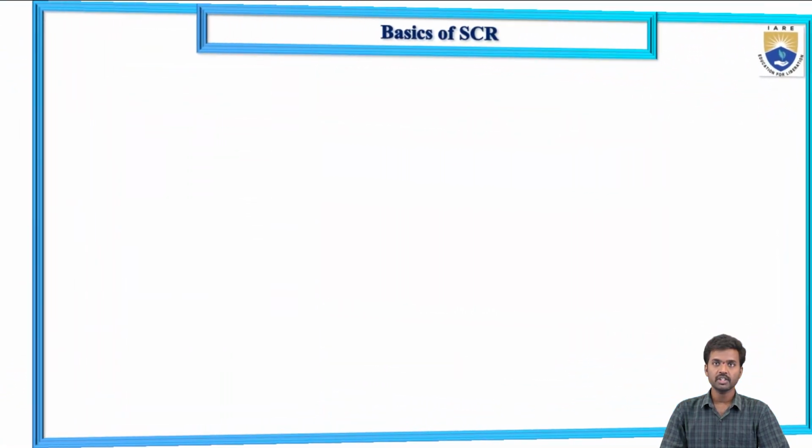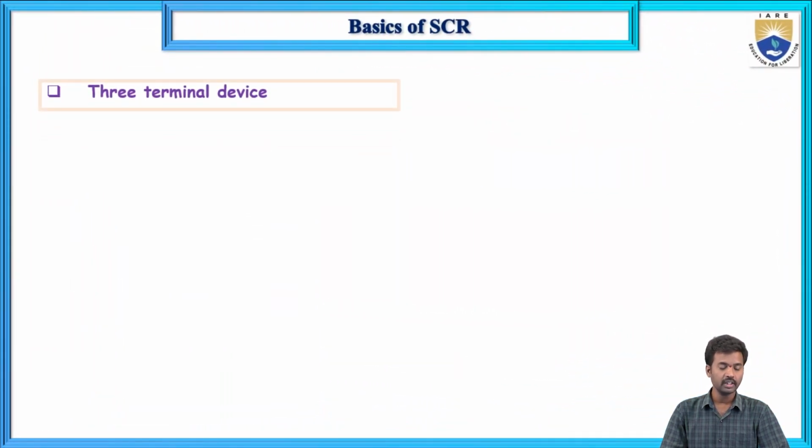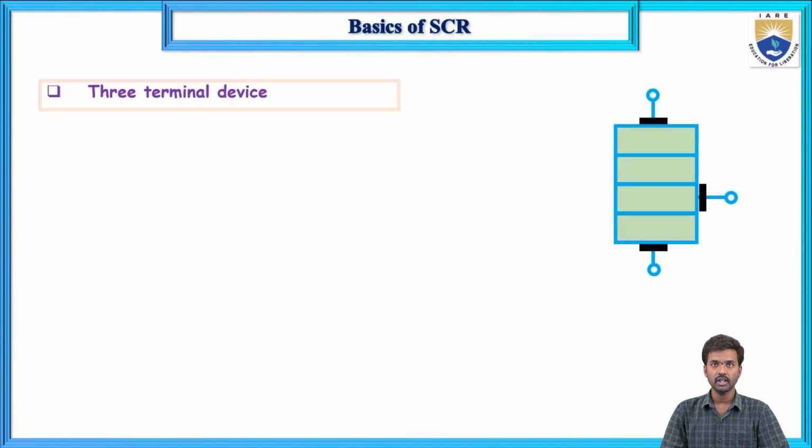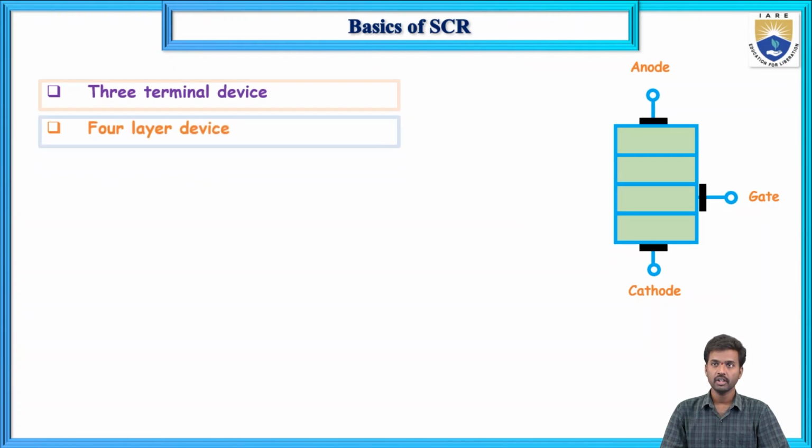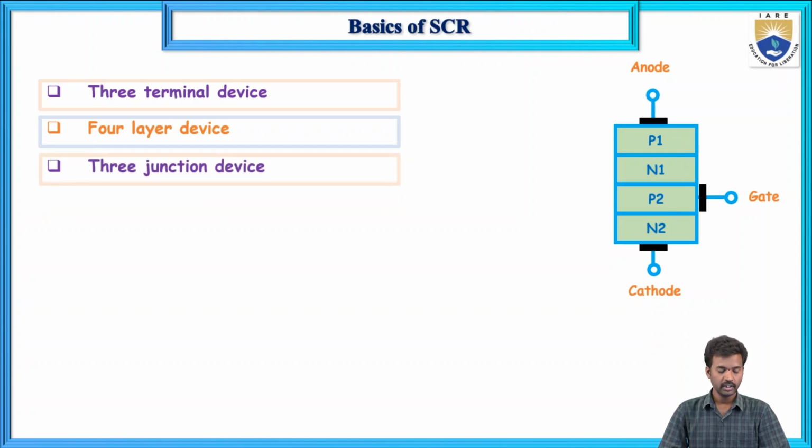First, I will explain the basics of SCR. So here it is a three terminal device. Here the terminals are anode, cathode, and gate. Anode is represented with A, cathode is represented with K, and gate is represented with G. And next, it is a four layer device. Here P1, N1, P2 and N2. Four layers of alternate P and N silicon semiconductors, which form three junctions, that is J1 junction, J2 junction and J3 junction. It is having three terminals, four layers and three junctions.